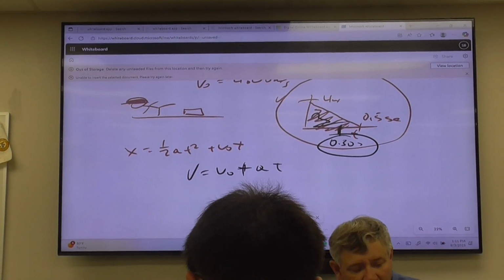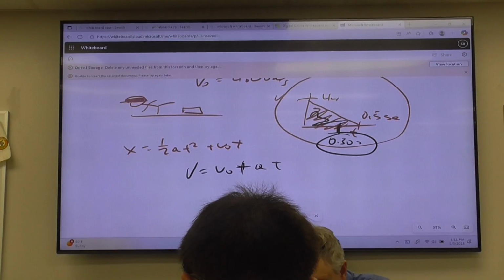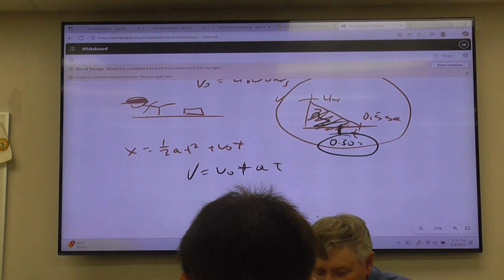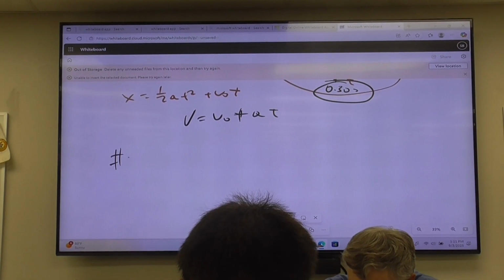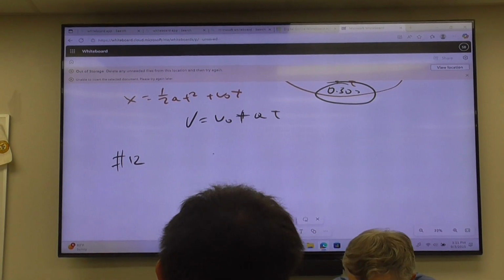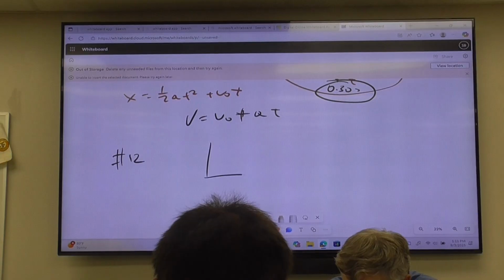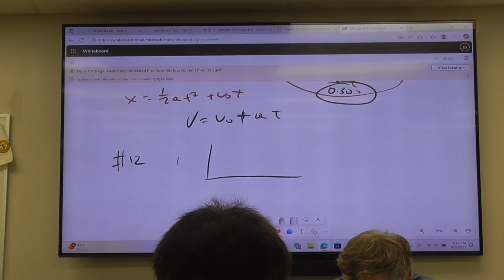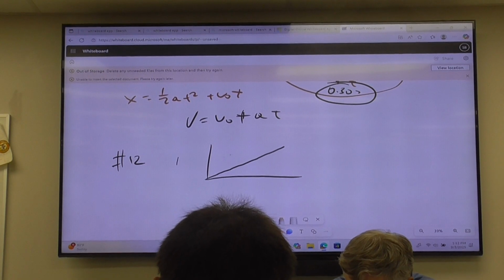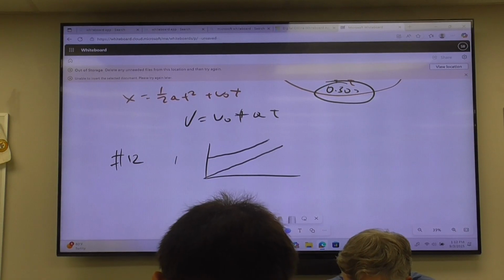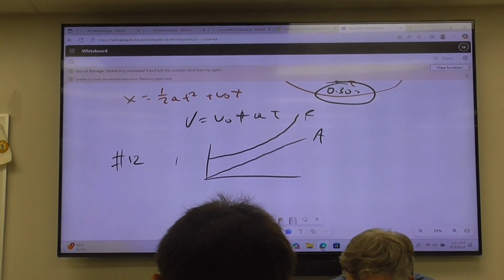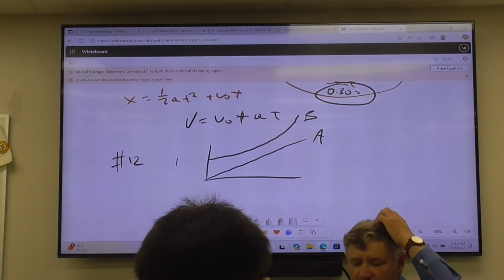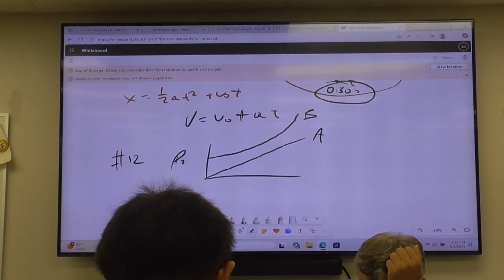Now, let's talk about question number 12, because 12 is an interesting idea. So on number 12, here's your graph. You've got one line that goes like this, and then you've got the other line that goes like this. This is the position time graph.